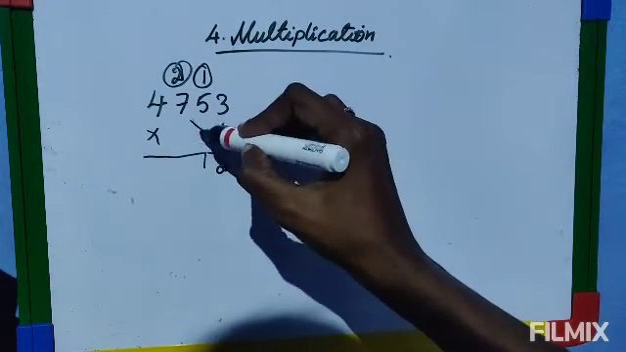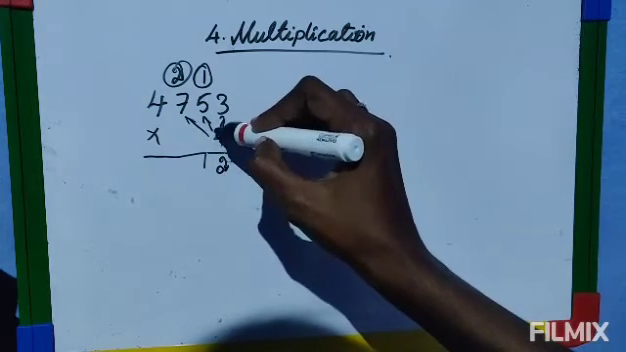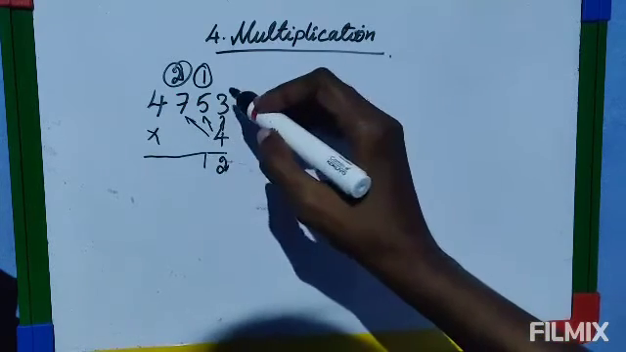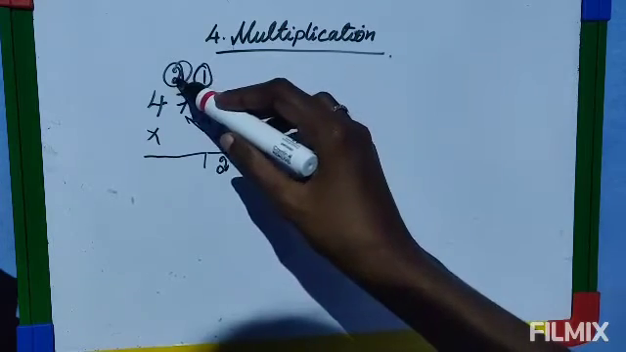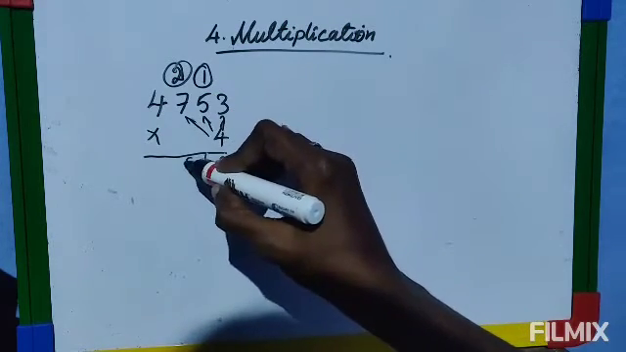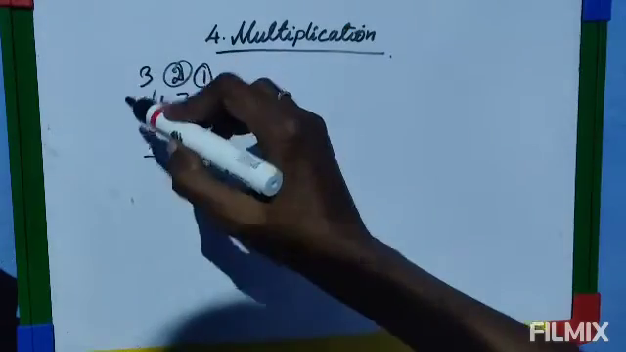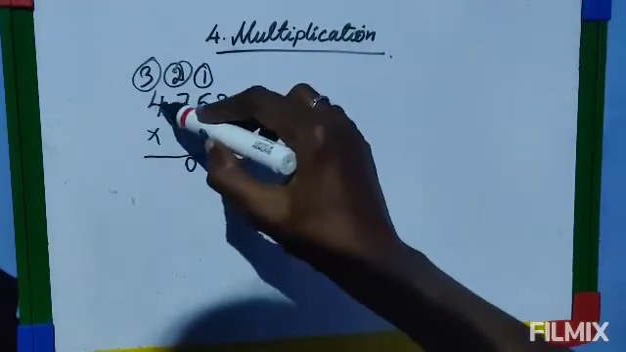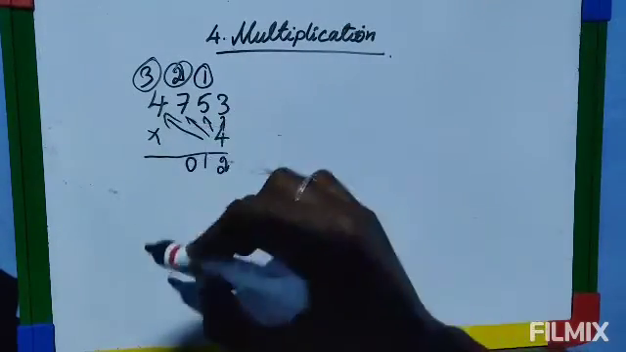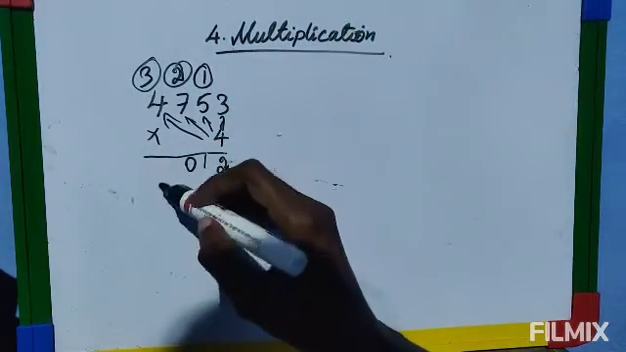Again this you have to multiply. First this you finish. Now this 7 4s are 28. 28 plus 2, 30. So 0 you will write here, 3 carry it here. Now this you have to multiply. 4 4s are 16. 16 plus 3, 19.